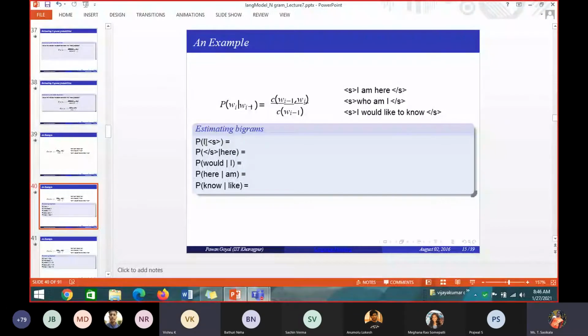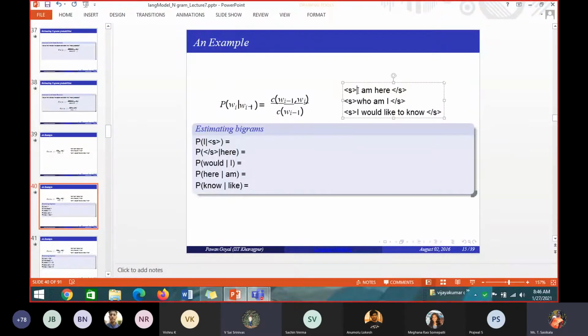What is the word Wi here? I. The word I. So Wi minus 1, the previous word, will be what? Nothing, the start of the sentence, not 0. Before I, what do I have here in my example?